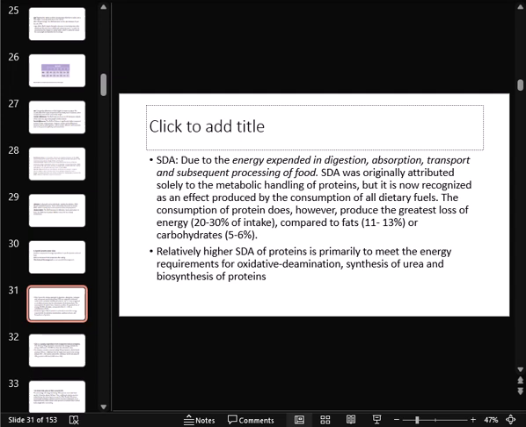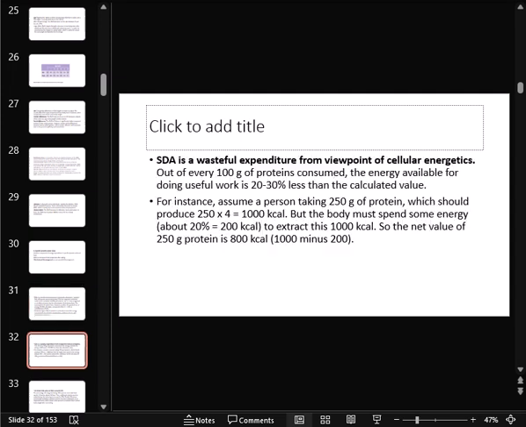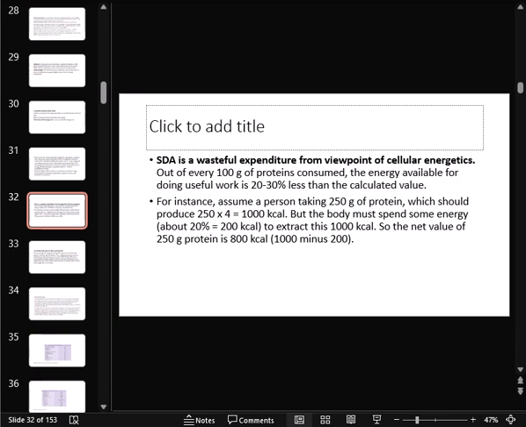The relatively higher SDA of proteins is primarily to meet the energy requirements for oxidative deamination, synthesis of urea, and biosynthesis of proteins. That's why proteins generally have a higher percentage. So the SDA is a wasteful expenditure from the viewpoint of cellular energetics. Alright, so look at this.